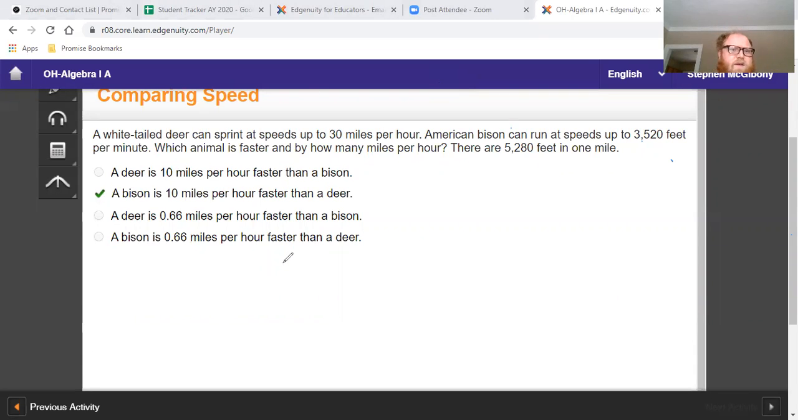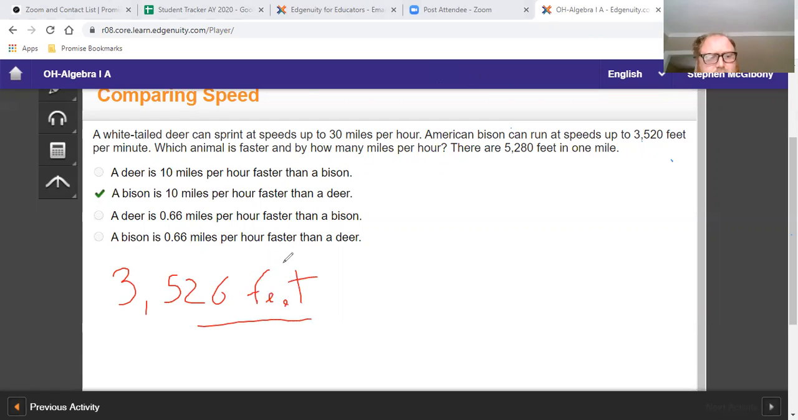All right, a white-tailed deer can sprint at speeds of up to 30 miles per hour. American bison can run up to speeds at 3,520 feet per minute. So 3,520 feet per minute. We want to convert this to miles per hour.